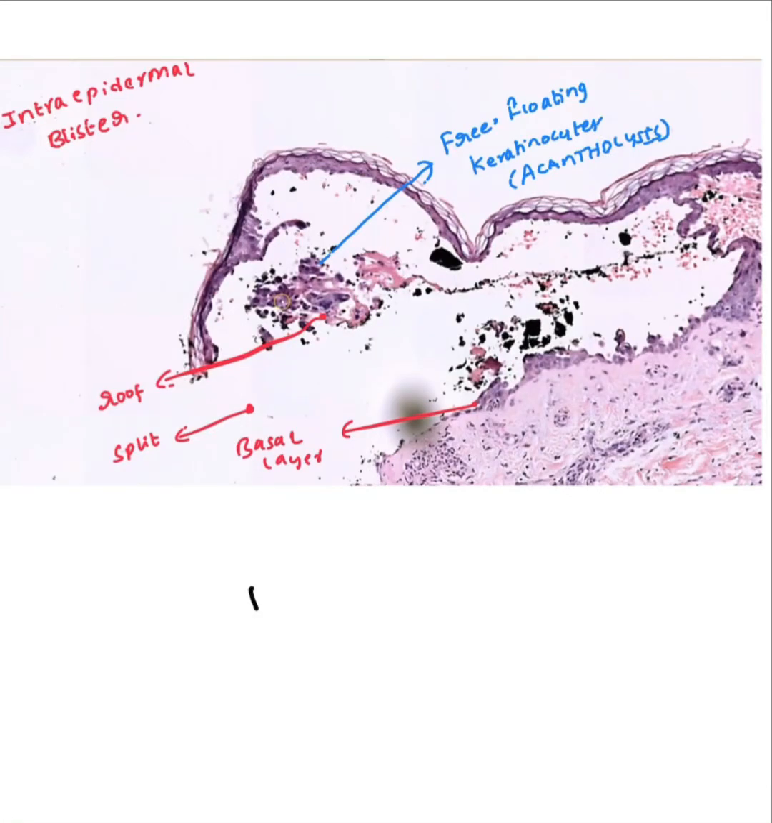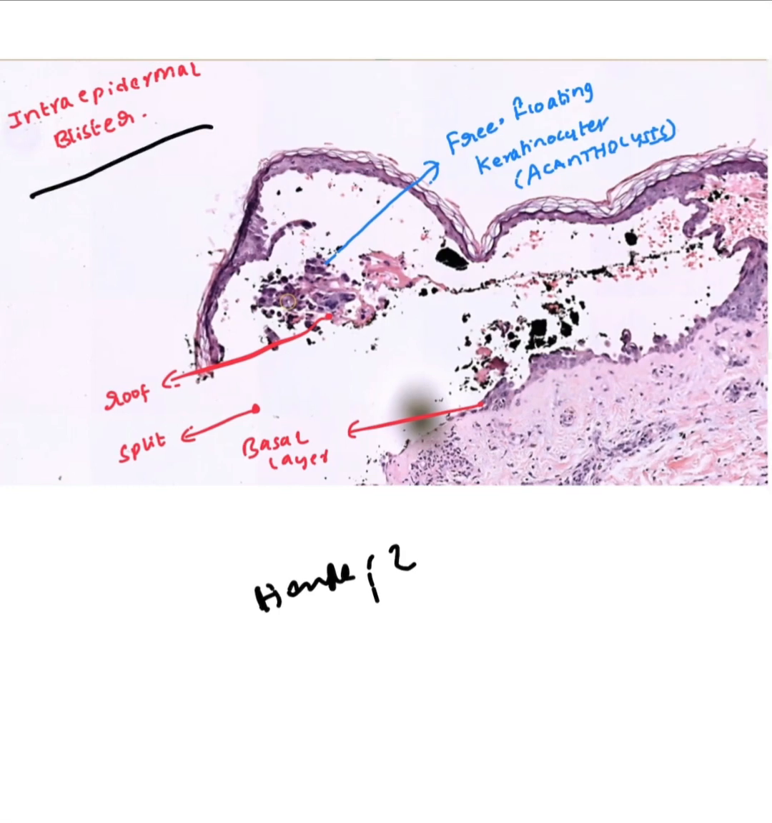I'm Dr. Sushmita. Today I'm going to discuss with you the histopathological changes in the case of herpes zoster virus. Here you can see intraepidermal blisters. Here you can see free floating keratinocytes, called acantholysis, which are seen in viral conditions and immunobullous disorders.